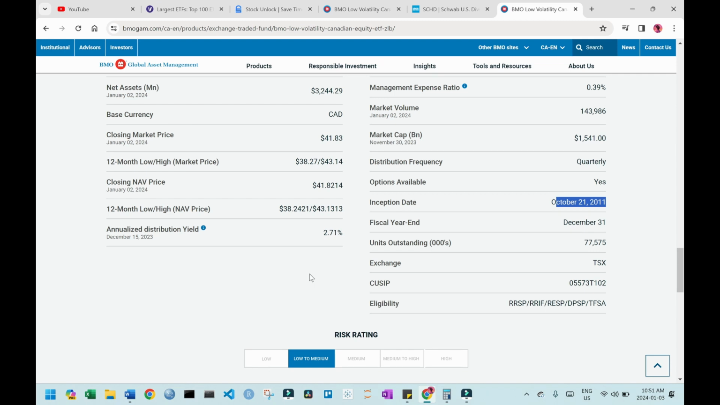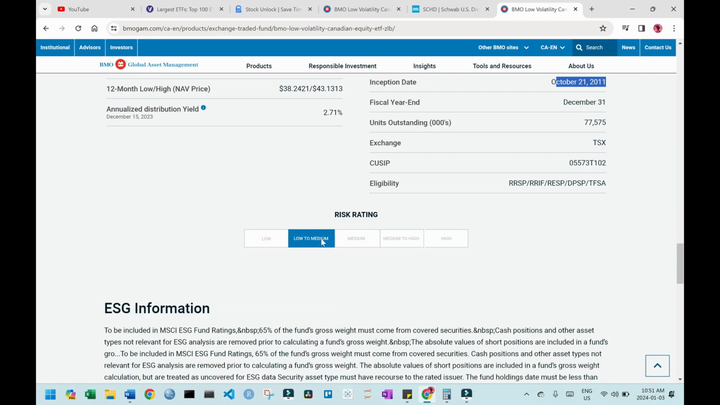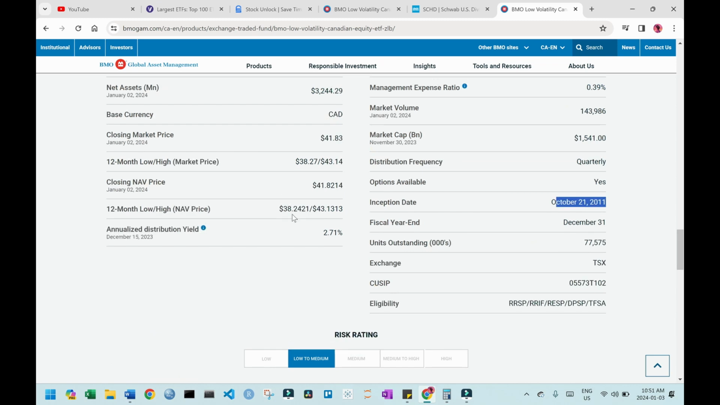I would also look at the risk rating. In this case, they provide us with one. It's low to medium. Sometimes this is useful, other times it's not, but it's good to know that you're not necessarily doing anything too risky with your funds.